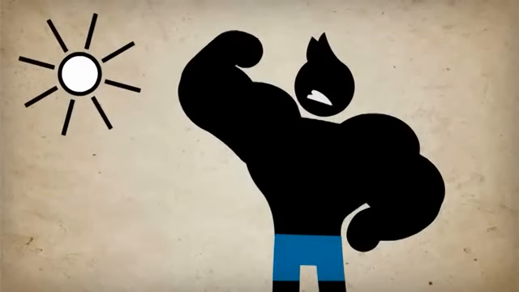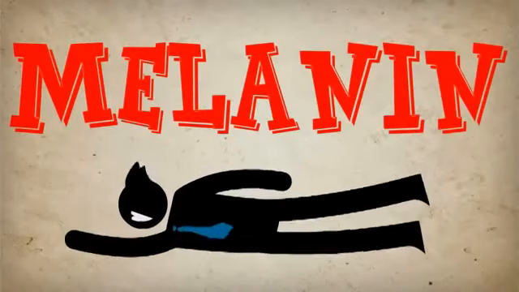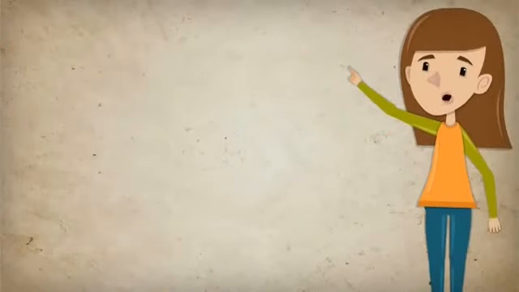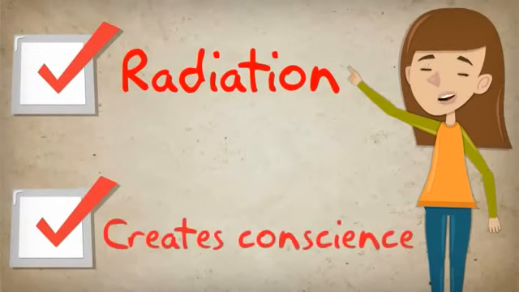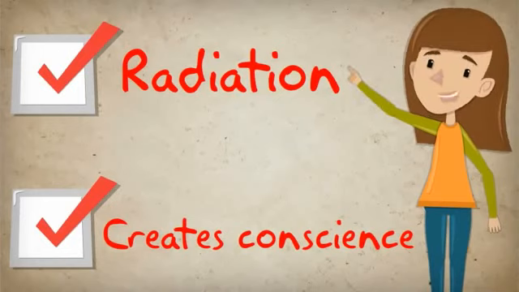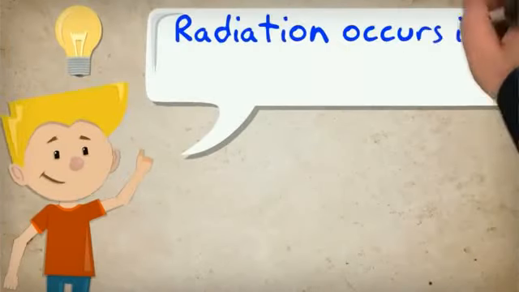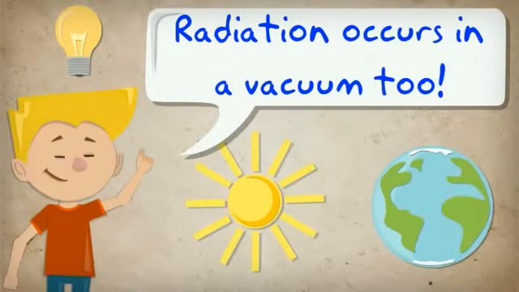Our body tries to protect us by releasing a pigment called melanin that reduces UV penetration into our cells. I found this method interesting because it does not only show an example of radiation, it also creates conscience in us to take care of our body and protect it from harmful rays. I also chose this because it shows that radiation occurs in a vacuum too. We should remember that the sun's heat reaches the earth through space, which is a vacuum.